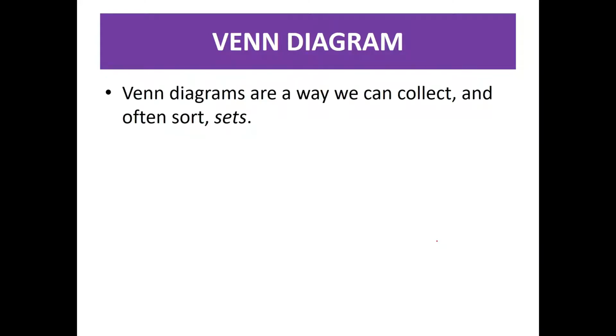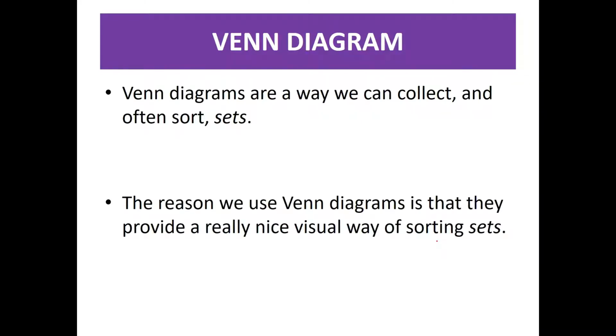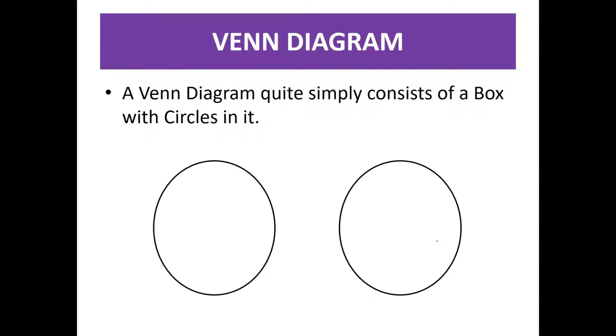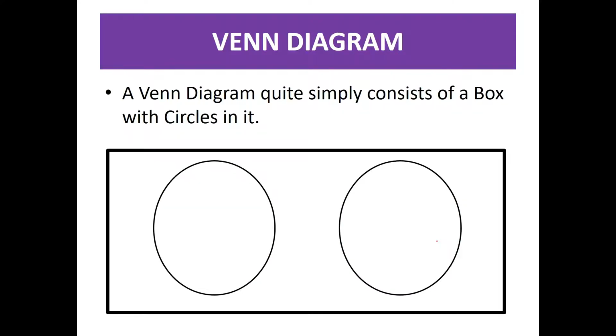A Venn diagram is a way that you collect and sort data in sets. The reason we use them is that it's a really nice visual way of showing those sets, where the data is, and importantly the relationships between them. It consists of a box with two circles inside it, and this symbol here represents the entire sample. Everything, the whole sample, will fit inside the box somewhere. You might have some numbers outside the circles and some inside, but everything is going to be inside the box.